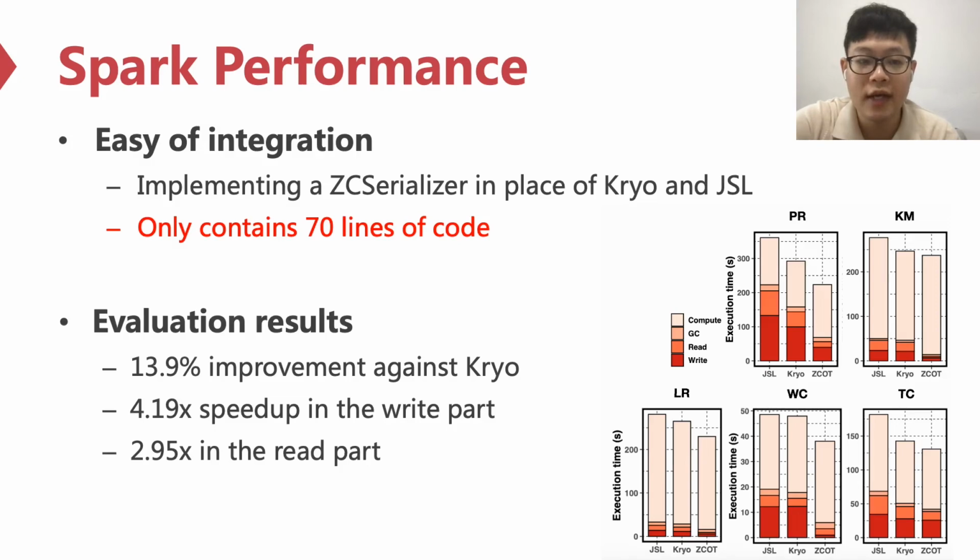We have broken down the application time, and we find that in the right part, which contains the serialization phase, ZCOT can reach a 4.19 times speedup compared with CRYL. And for the read part, the speedup is 2.95 times.